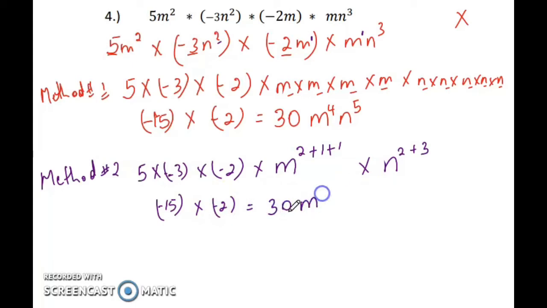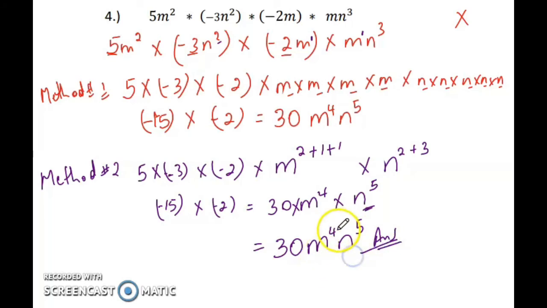Now I have my m, so you can put your multiply: m, 2 plus 2, that is 4, times n to the 5th. No, you're not going to leave it like this. You're going to ensure that you have no multiplication, because we want to simplify, and we know that a number beside a variable means multiplication. So your final answer is 30 m to the 4th n to the 5th, and it's the same answer we have above. So make sure that you use the method that you're comfortable with in order to get your full marks.